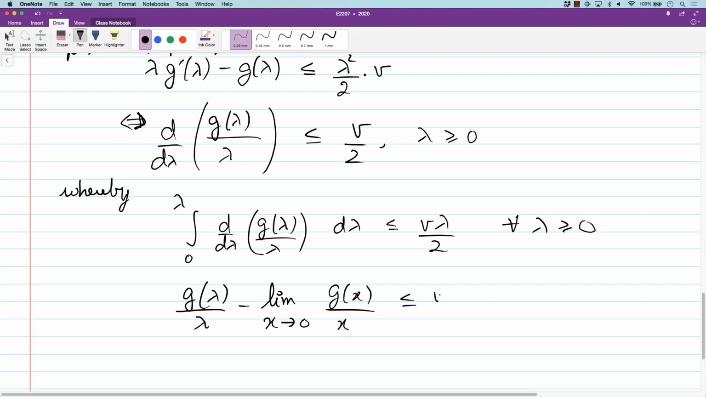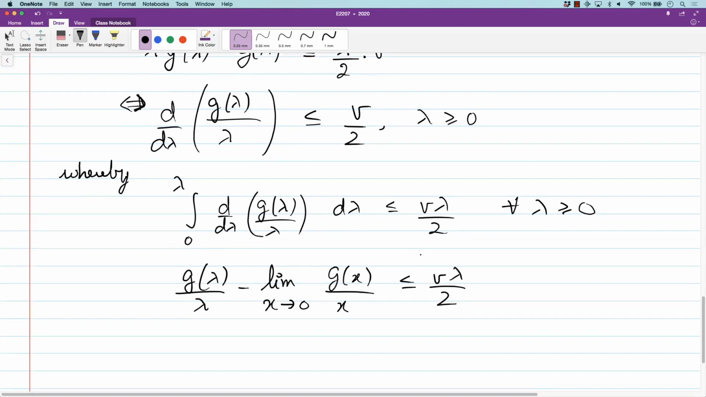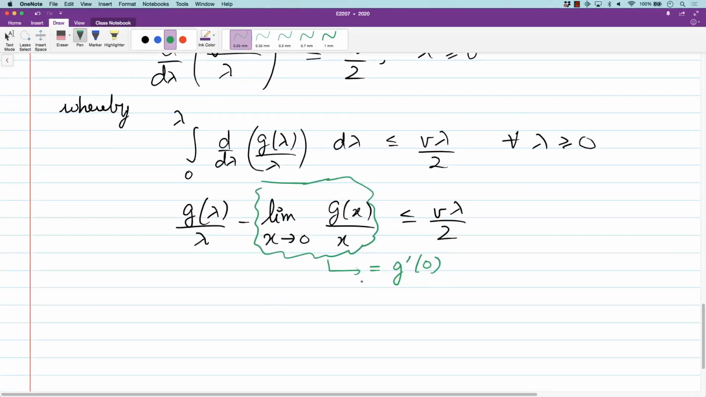Okay, and this is less than or equal to v lambda by 2. That's the bound we get. So the only thing that remains to verify is this term here. Now, because of properties of the log moment generating function, this is exactly equal to g prime of 0. The derivative of g at 0, which for a zero mean random variable is 0. So this is 0.